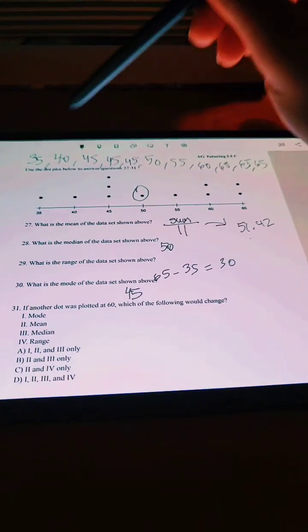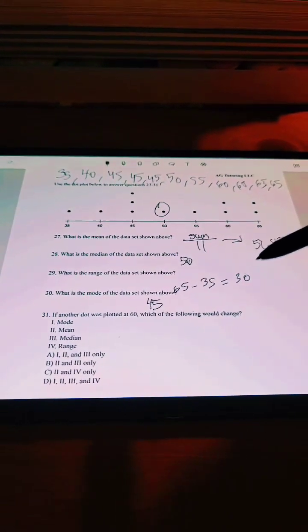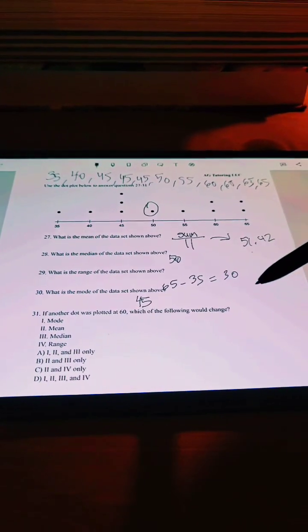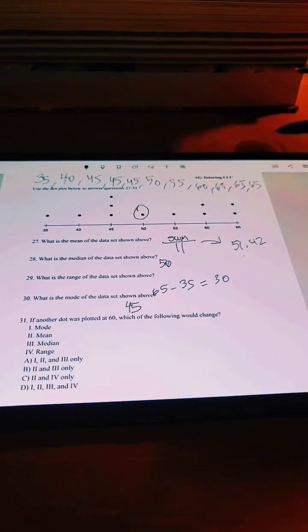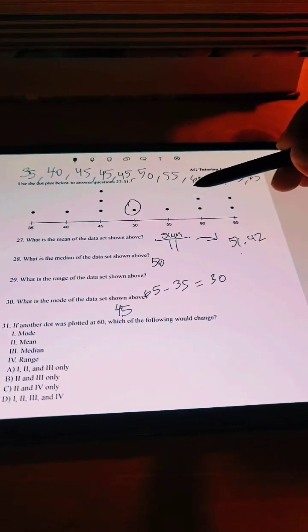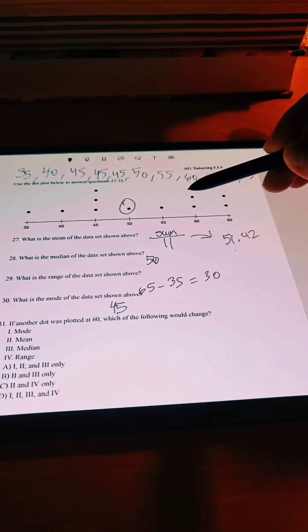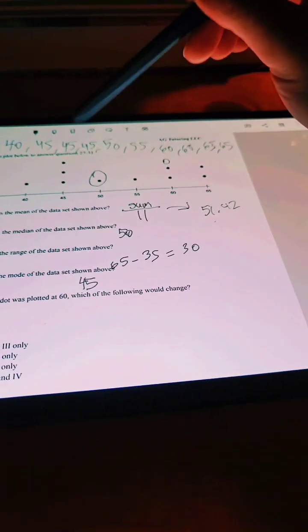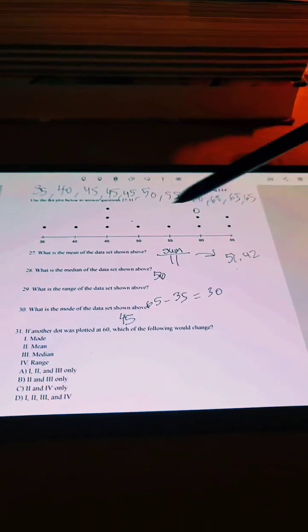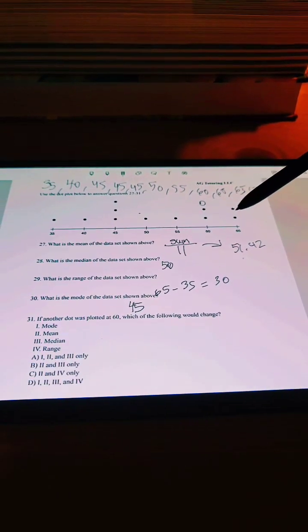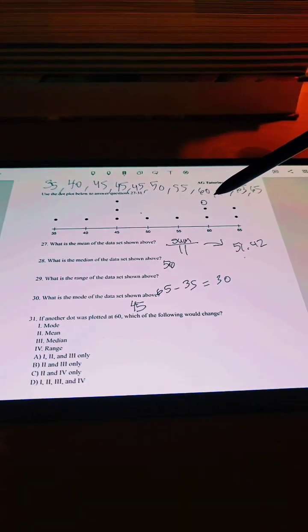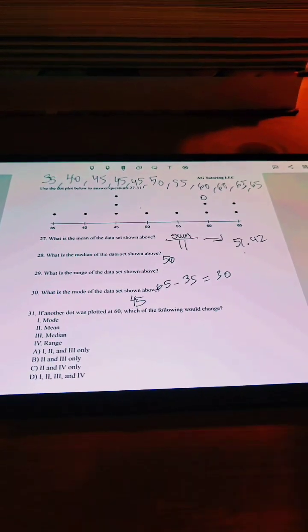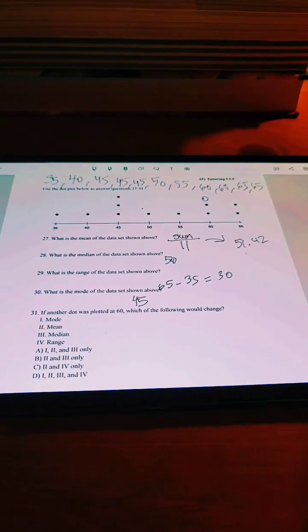Okay. So if another dot was plotted at 60, which of the following would change? So instead of this, it's saying, hey, we're going to add, and I'll do an open dot right there to show that it's different. So we had all these solid dots as part of our dot plot, but we're adding that extra point at 60. And we want to know which of the following would change.